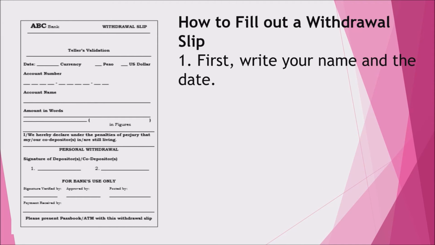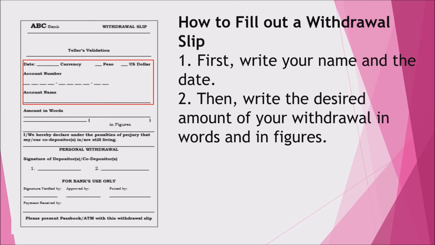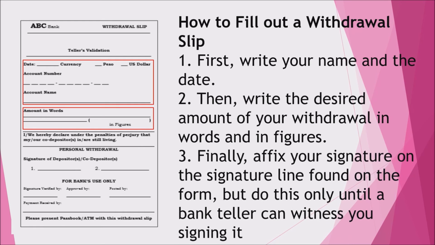These are the steps to follow on how to fill out a withdrawal slip. Number 1. First, write your name and the date. Number 2. Then write the desired amount of your withdrawal in words and in figures. Number 3. Finally, affix your signature on the signature line found on the form, but do this only until a bank teller can witness you signing it.